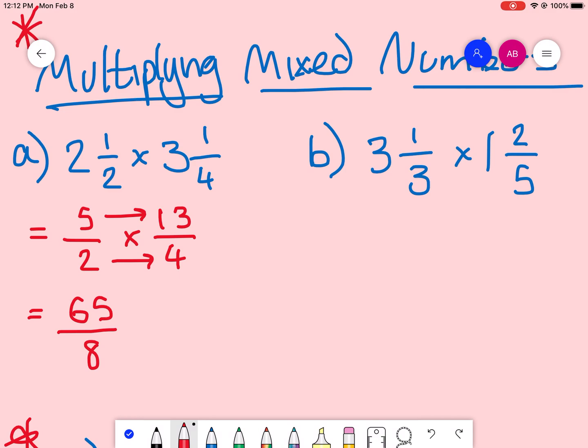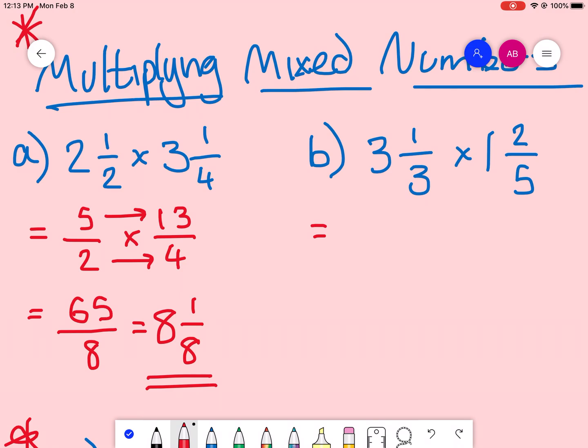Now in this case, we want to change back to mixed numbers whenever we can. 8 goes into 65 a total of 8 times. So 8 times 8 will be 64, with a remainder of 1 over 8, giving our final answer of 8 and an eighth.